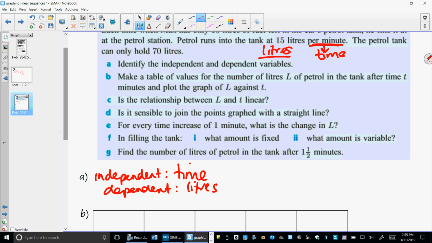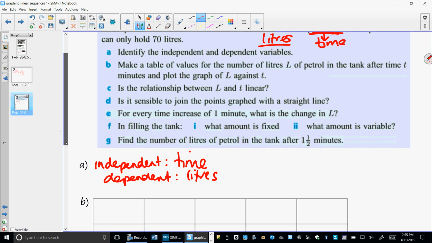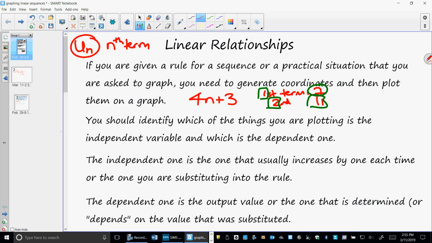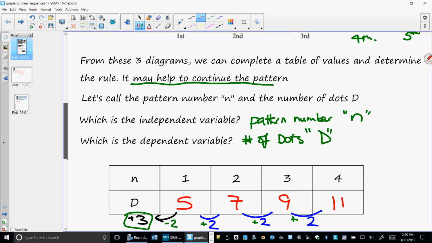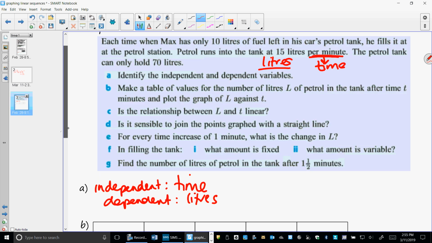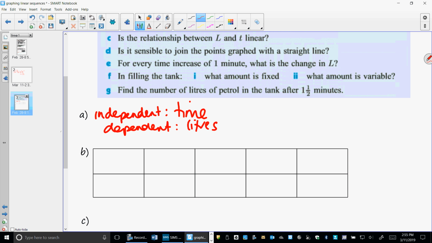Alright, it says make a table of values for the number of litres L of petrol in the tank after time t minutes. So they've told us which letters to use. Which one will I probably put on the top of my table? Remember last time I had my N in the top. Was N the independent or the dependent? The independent. So we normally put the independent one in the top of the table. So which was our independent one here? T, which is time. So I'm going to put T in the top.